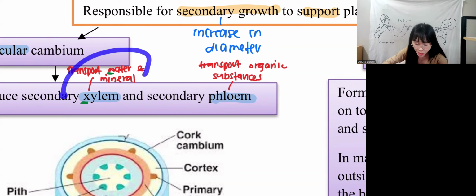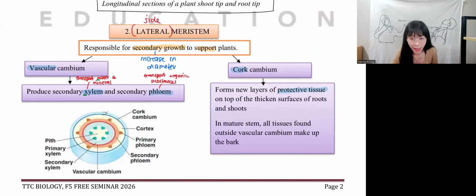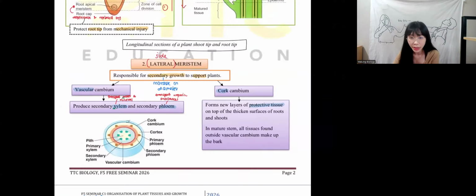Cork cambium, C-O-R-K, when you see the word cork, is a protective tissue. Again, cambium is a formation, so they will form more cork cells, so they will protect the tissue during the secondary growth. We will learn about this lateral meristem. How do they form into secondary xylem and secondary phloem? Transport sucrose, you can write when you learn it in translocation. So we have to assume that in chapter 1, we don't learn any translocation, right? So we cannot write it.